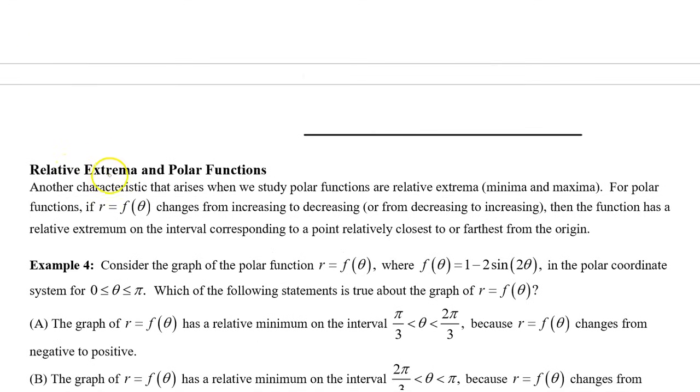Let's talk about relative extrema and polar functions. Another characteristic that arises when we study polar functions are relative extrema, minima, and maxima. For polar functions, if r equals f of theta changes from increasing to decreasing, or from decreasing to increasing, then the function has a relative extremum on the interval corresponding to a point that is relatively closest or farthest from the origin.